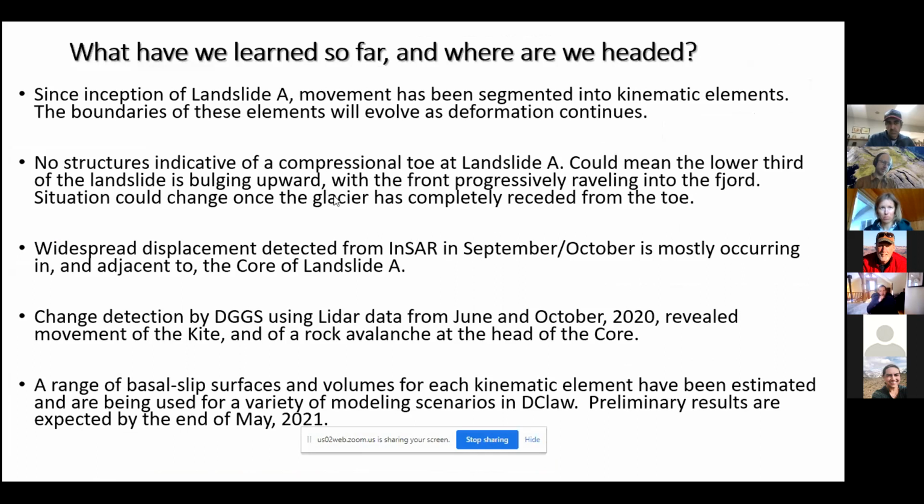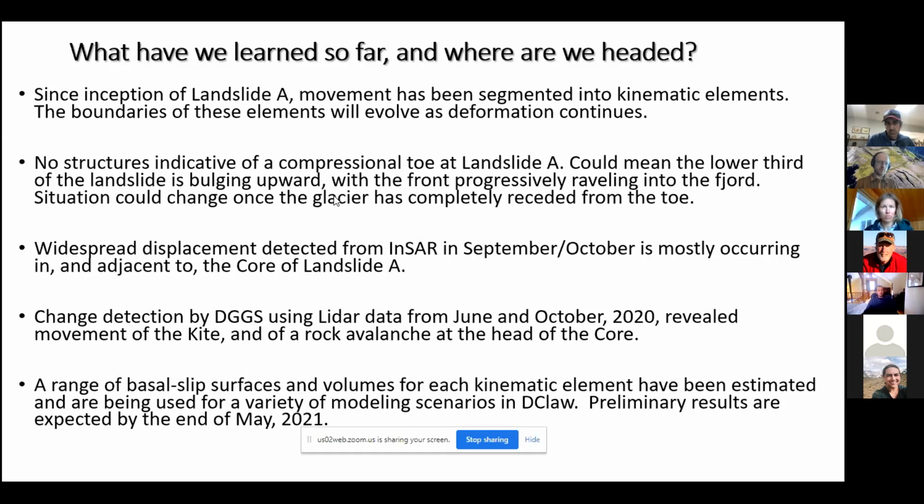No great structures indicative of large-scale compression at the toe, and I think this fits with the Dye et al. paper in that the lower third of the slide is probably bulging upward, and then the front of that bulge is progressively raveling into the fjord, rather than a nice compressional toe. That's the deformation that I think is happening now. And this situation could also change once the glacier has gone from the toe completely.